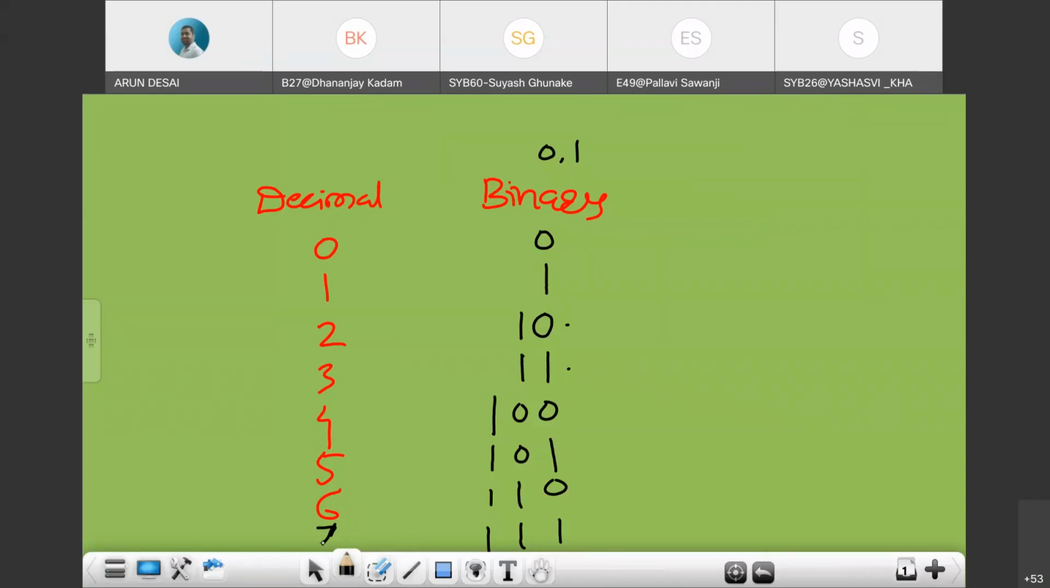Now, complement. Have you covered something like two's complement, nine's complement? No?